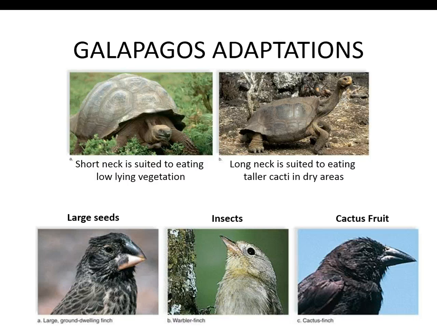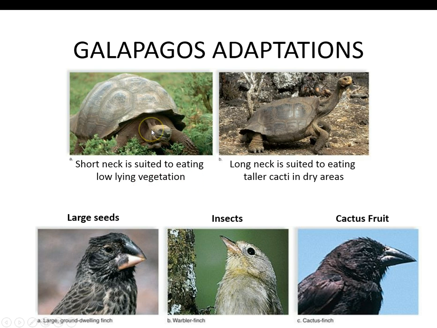So if we look at these in picture form, what he found was that on islands where the vegetation was very lush and green and plentiful, the tortoises tended to have very short necks. But on the islands where vegetation was sparse, the tortoises tended to have longer necks. So the idea is that the longer neck is suited to eating a different food source, something that you have to reach for, maybe something that you have to hunt for a little bit more, something like the taller cacti that we see living in the dry areas. Whereas in an area where there's plenty of vegetation around, you don't need to have that long neck, and so a shorter neck is suited to eating that low-lying vegetation.